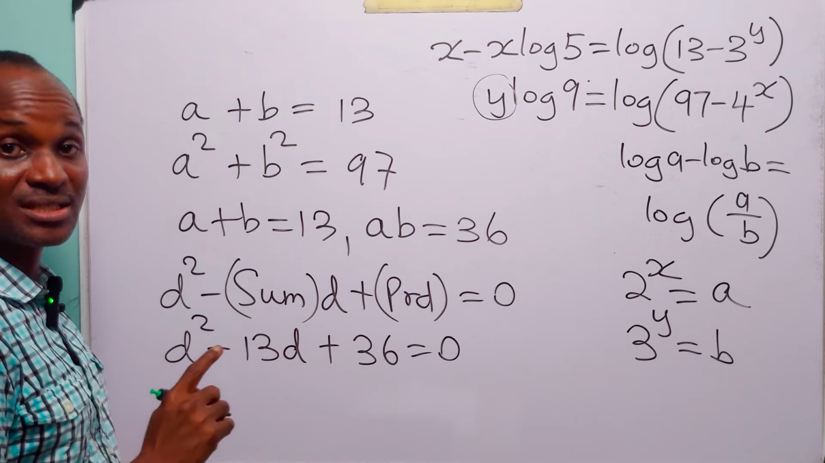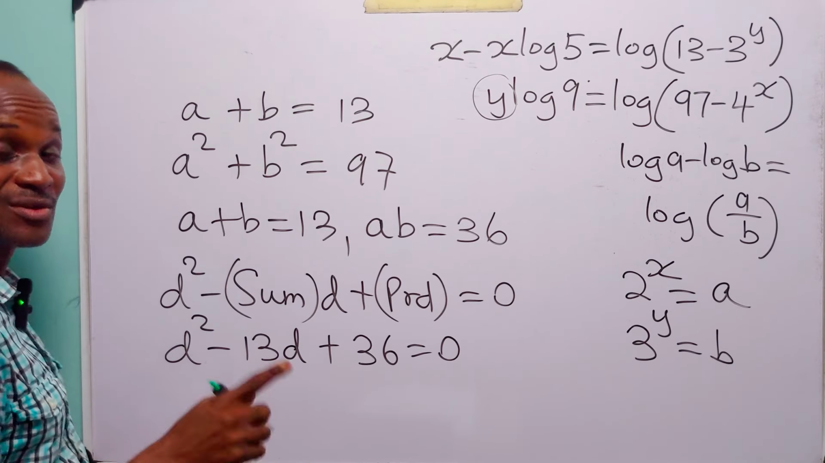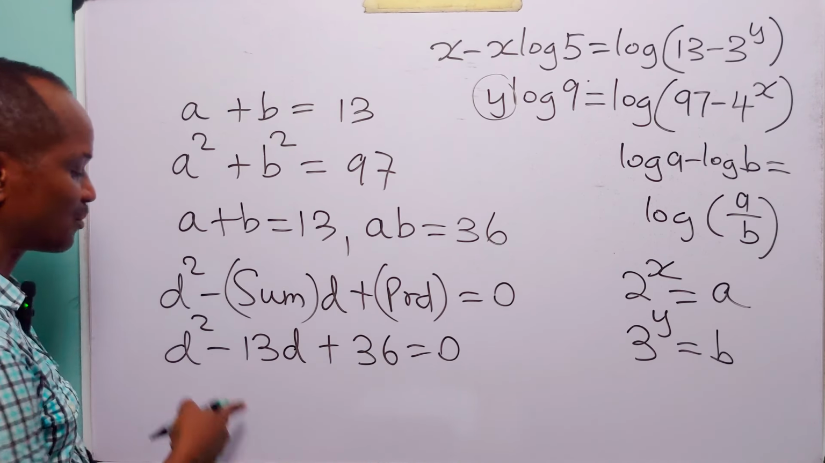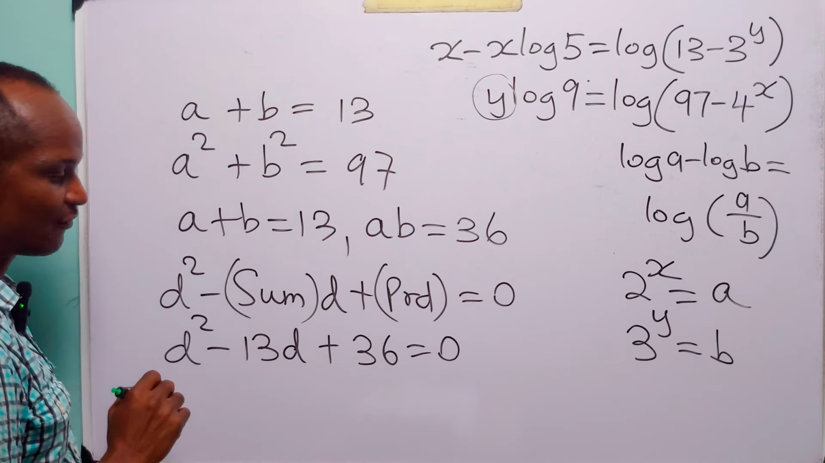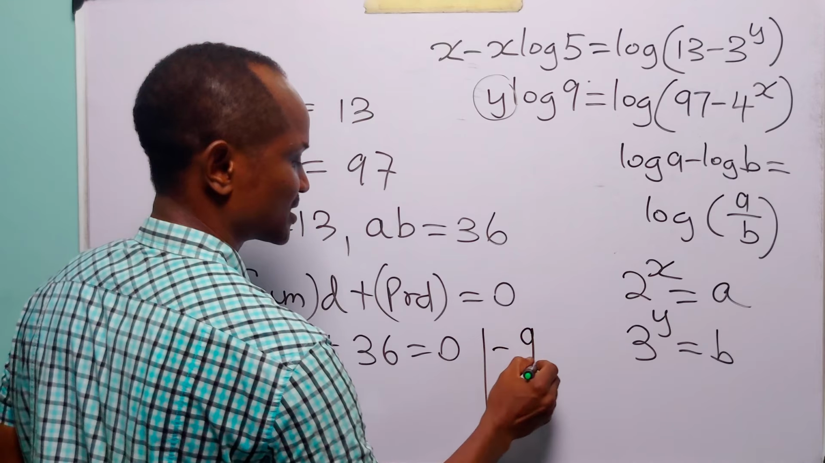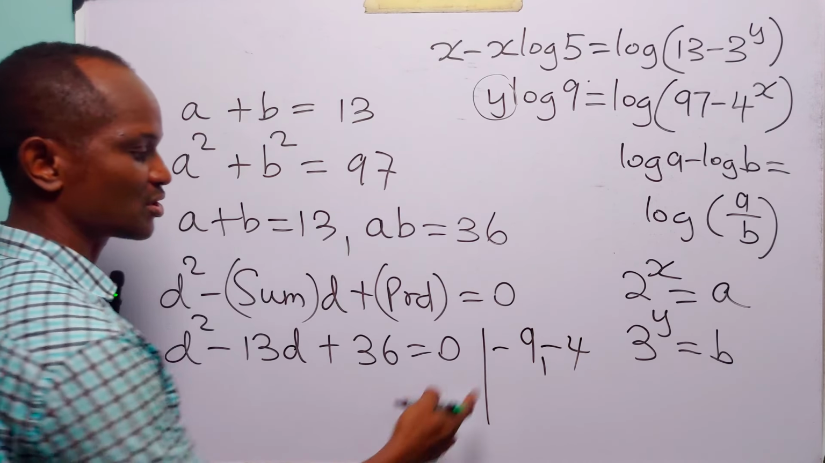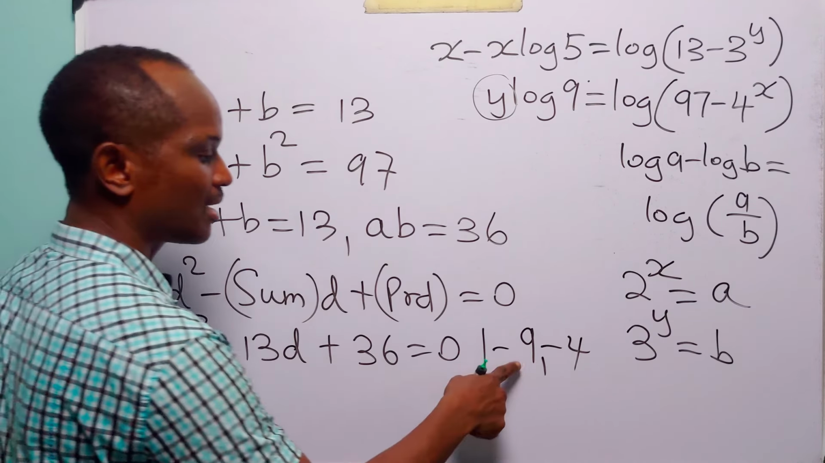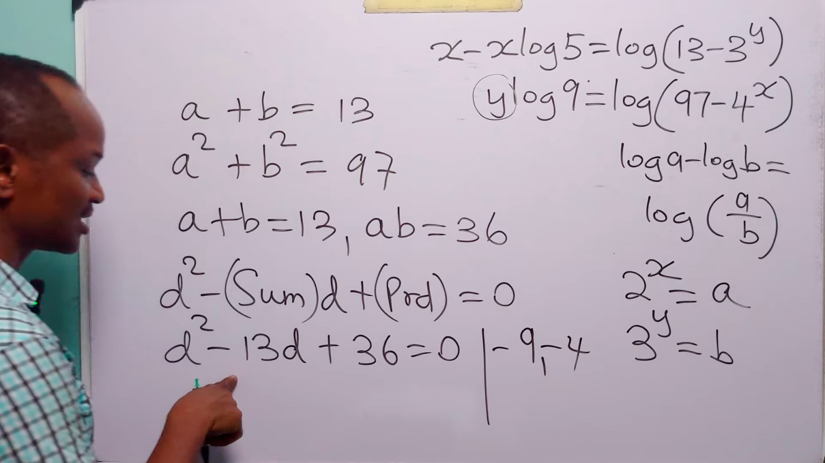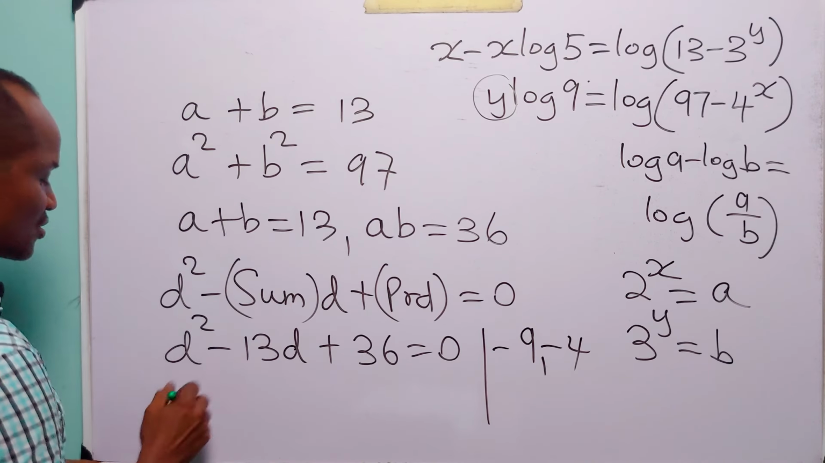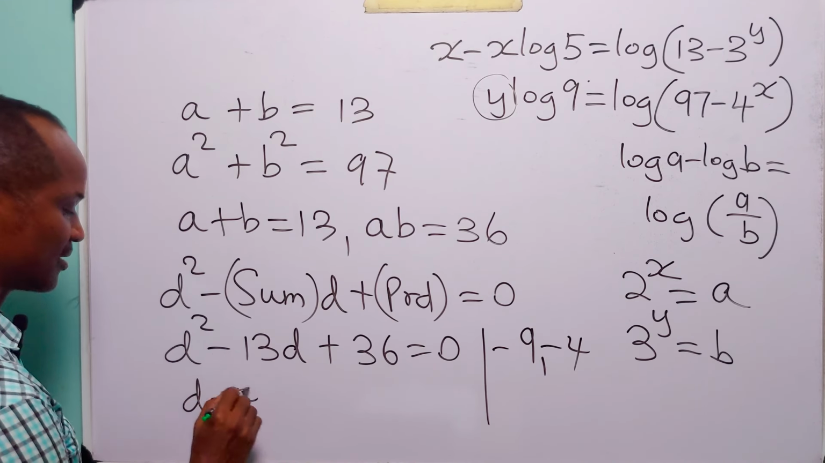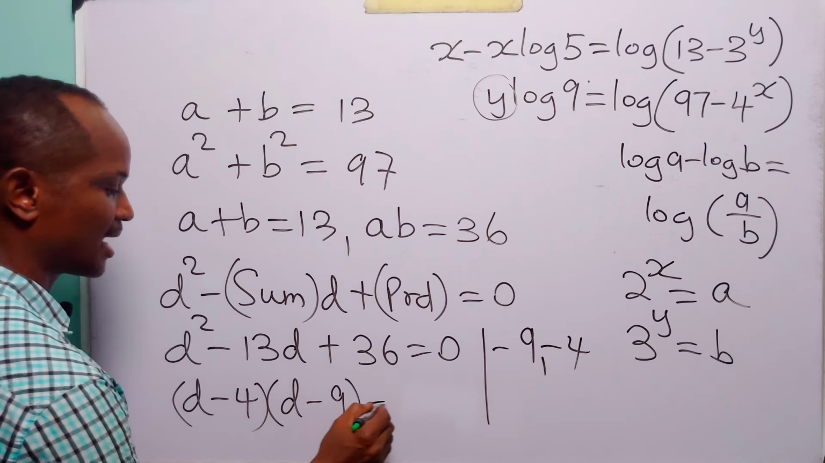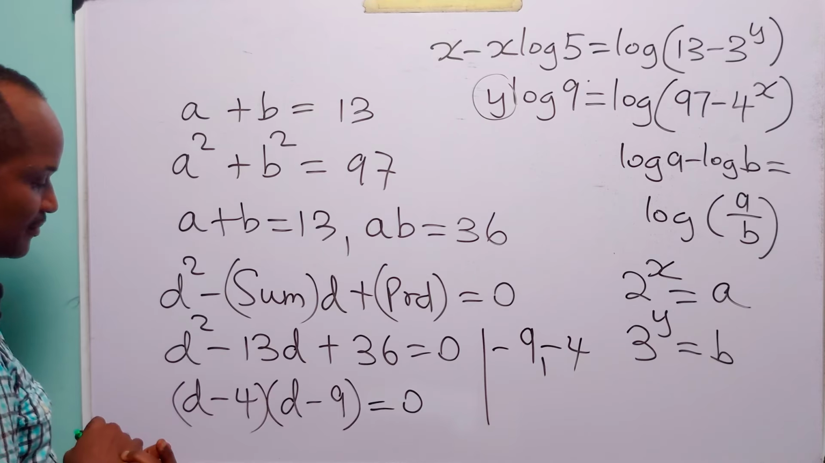And we can factorize this equation. Since the coefficient of d squared is 1, all we have to do is to find the factors of 36 that add up to minus 13. And of course, those are minus 9 and minus 4. Because minus 9 times minus 4 is going to give us plus 36, while minus 9 minus 4 is going to give us minus 13. So we have d minus 4, d minus 9, and this is equal to 0.